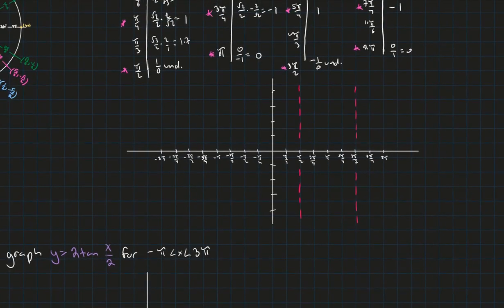Well, with that, I can kind of see, if there's an asymptote at pi over 2, clearly it's going to have one at negative pi over 2. That means there's also going to be one at negative 3 pi over 2. Okay, so now let's start graphing.